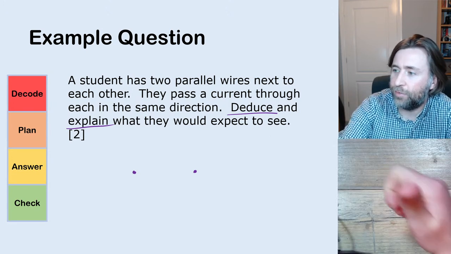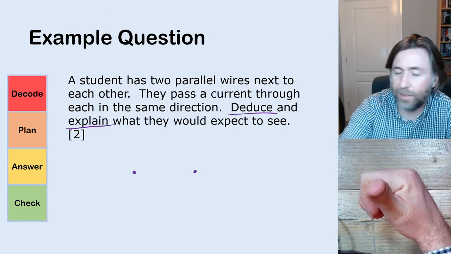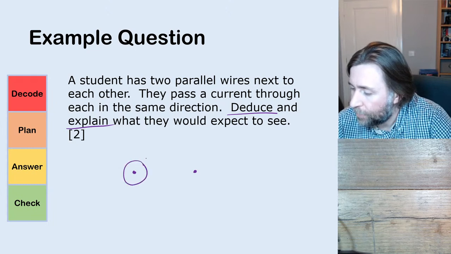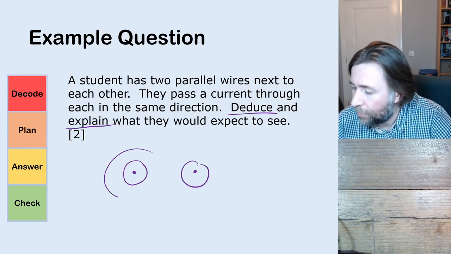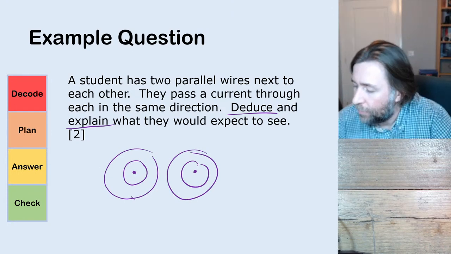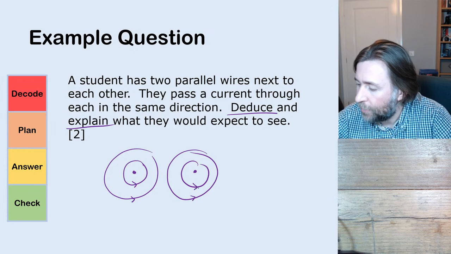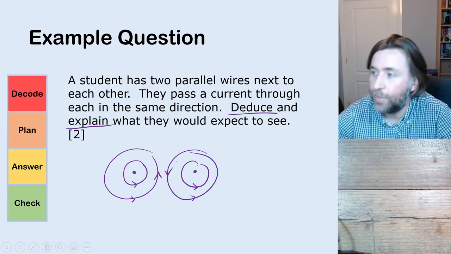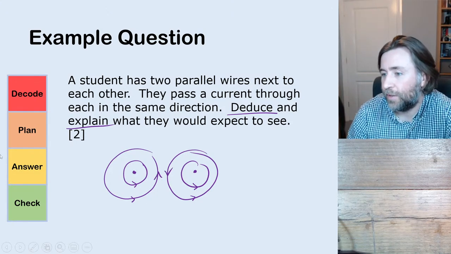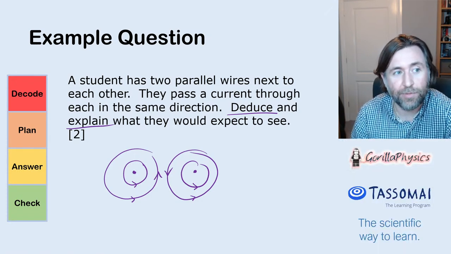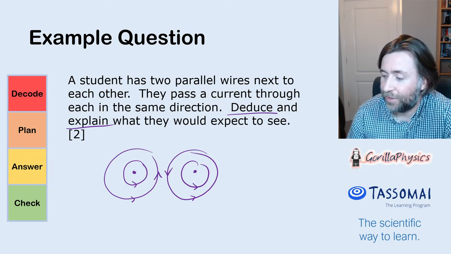Let's have a little look. They both have magnetic fields around them, okay, and they would both be in this direction. Now, what's actually the direction of the fields here? Well, this field is going up here, and this field is coming down here. So those two fields in the space in between those two wires are actually opposite directions. So what actually happens is that the two wires would attract.